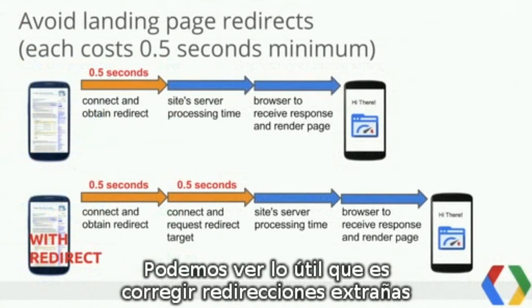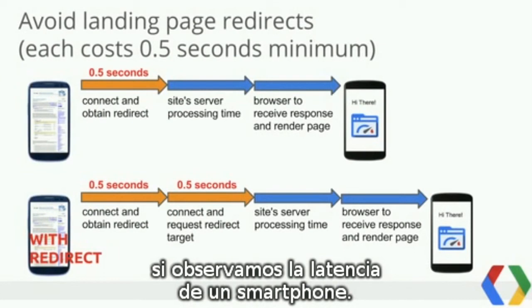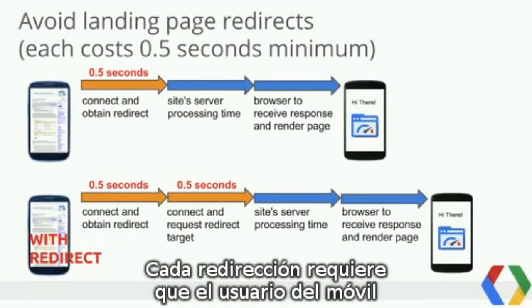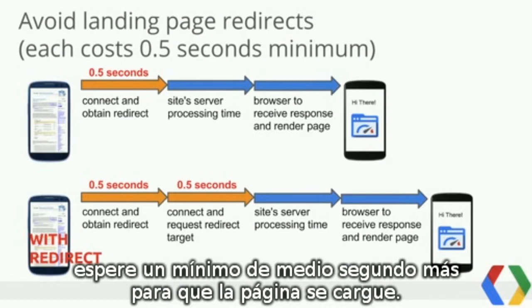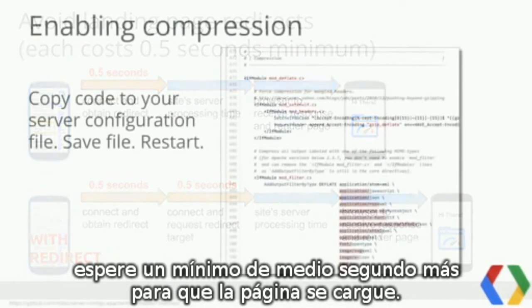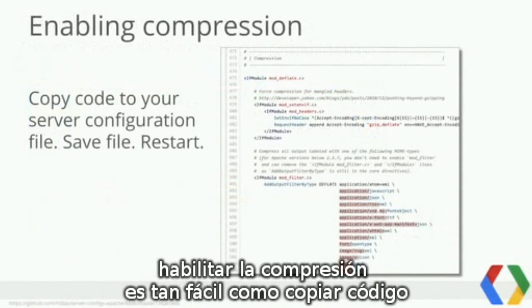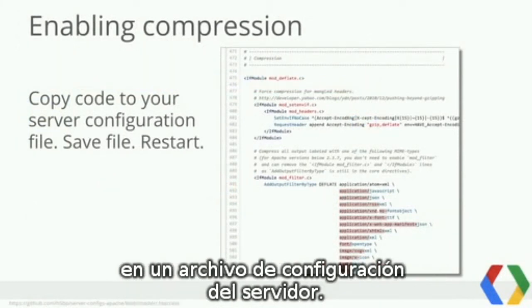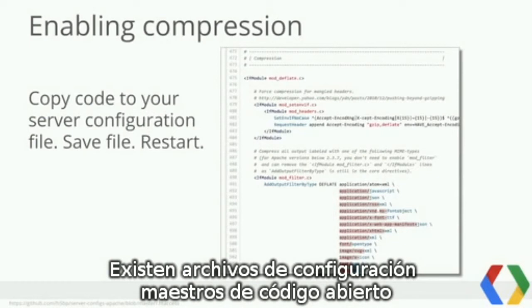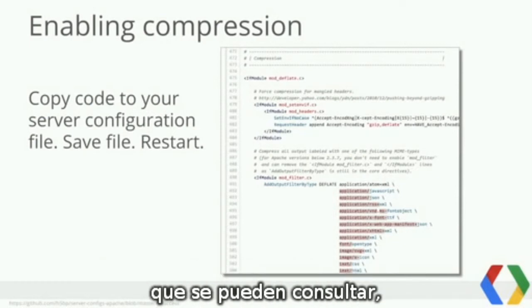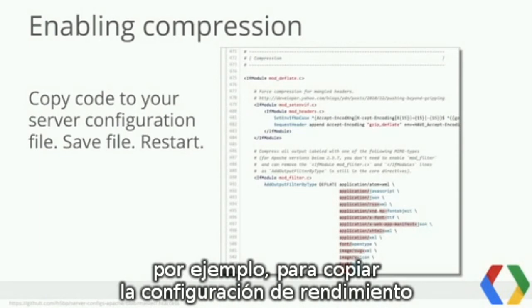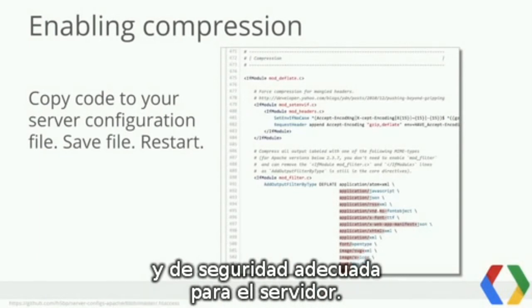We can see how correcting extraneous redirects is helpful by again looking at latency on a smartphone. Every redirect will require the mobile user to wait, at minimum, an extra 0.5 seconds for the page to load. Going back to another low difficulty recommendation, enabling compression is as easy as copying code into a server configuration file. There already exist open source master configuration files that you can reference, i.e. copy, for the right security and performance settings for your server.